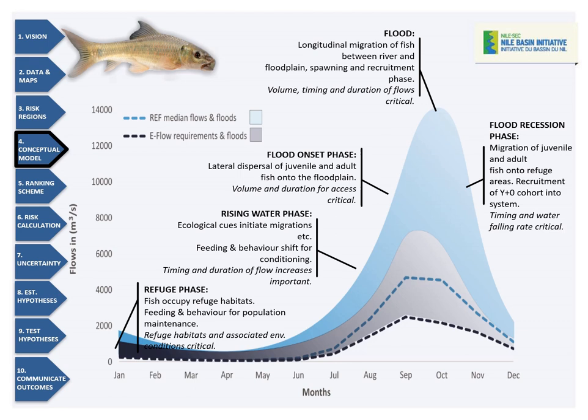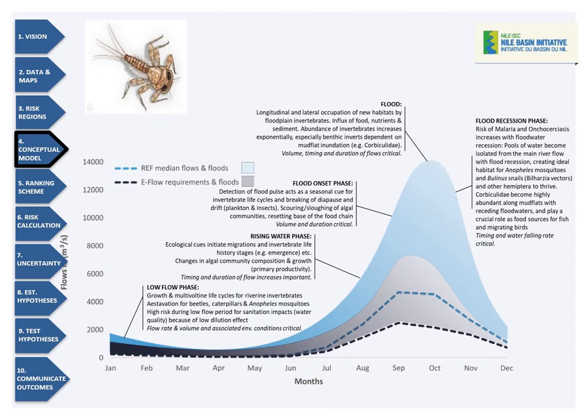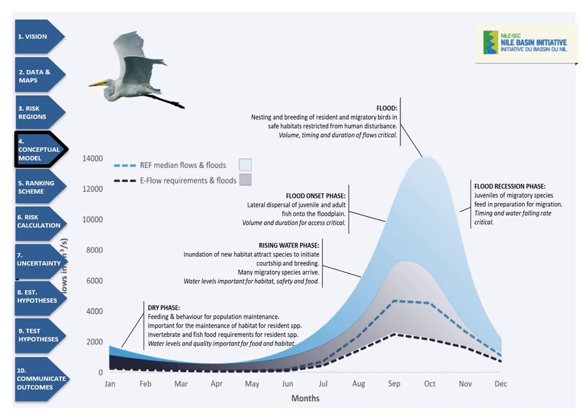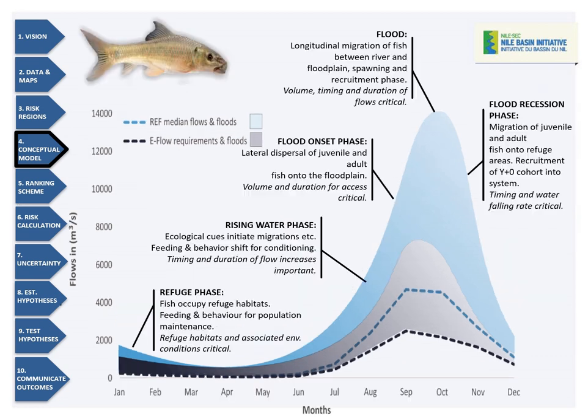And not only did we consider this for fish, but we considered that and established these models for manatees, for invertebrates, and importantly here considering water disease, and when there were threats of water disease associated with these organisms, for riparian and aquatic vegetation, for migratory and resident birds, and then some integrated larger process models where we look at the relationship between fish and invertebrates, for example, as food for birds, and recession agriculture and the growth of vegetation for livestock agriculture, for example.